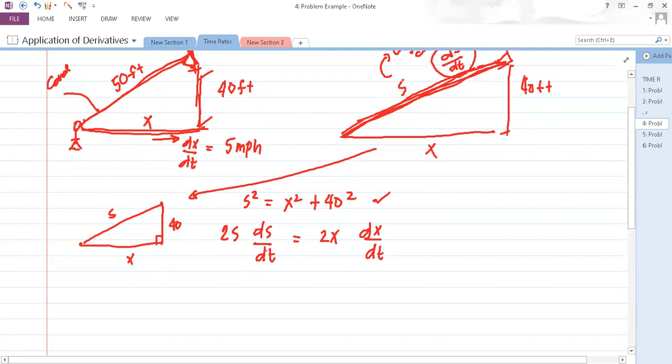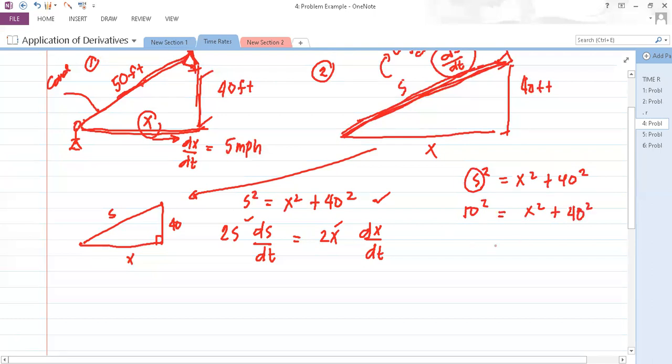Okay, so we need to find the value of s. Okay, so we have here 50 feet. So pagka meron tayong 50 feet, ito, situation 1 natin, and we have here the situation 2. If we have an s of 50 feet, ano yung x natin? So makukuha natin yung value ng x here. Using the Pythagorean theorem, s squared is x squared plus 40 squared. s natin is 50, so 50 squared is x squared plus 40 squared. So our x now is the square root of 50 squared minus 40 squared. Using your calculator, ang x natin is equal to 30 feet. Okay, so meron tayong x na 30 feet.